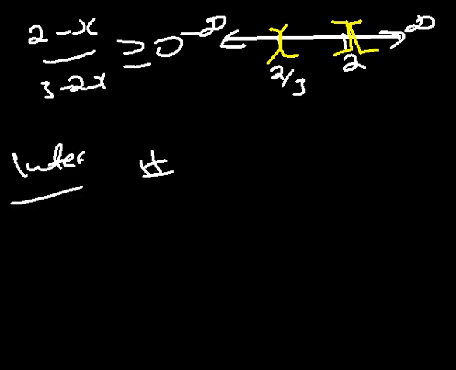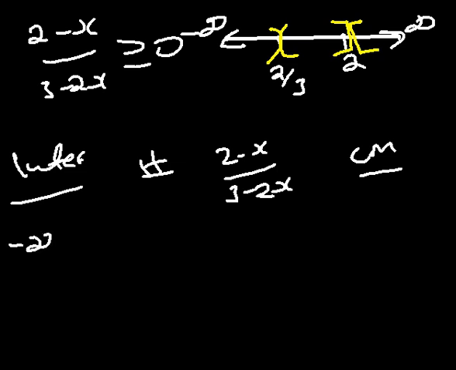The testing number, and we'll have now 2 minus x over 3 minus 2x, and we'll have here the conclusion. So what's the first interval? We have negative infinity to 2 over 3. So what's the testing number in that interval? Let's say the testing number is 0. So 0 is within the interval.